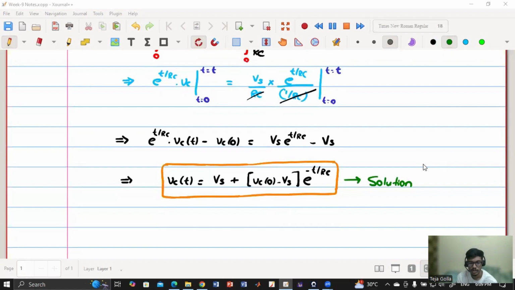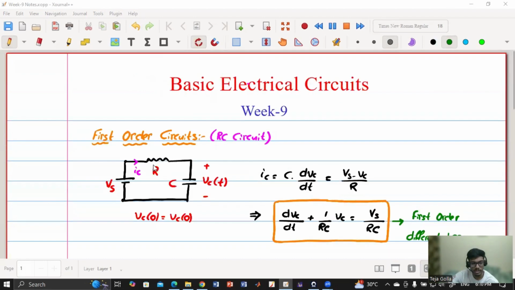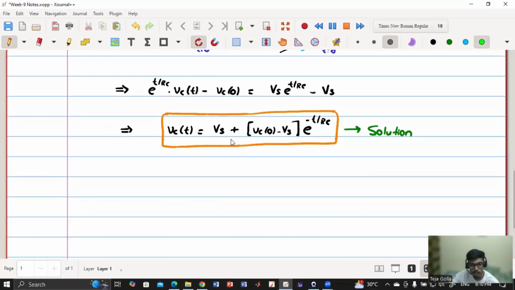Here the supply voltage is constant, right? Yes. Supply voltage is constant, and it is DC. What if the supply voltage is time varying? That will come in week 10. So this week we are not going to discuss that. Sir, if the supply voltage is zero, then the equation changes slightly, right? Yes. So if the supply voltage is zero, then it is very simple. You have to put Vs equals zero. So Vc of t is Vc of 0 into e to the power minus t by RC. So this is applicable when Vs is DC, not AC. But whenever Vs is DC, whether it is zero, positive, or negative, this can still be used. But for time varying inputs, we'll discuss in the next week.